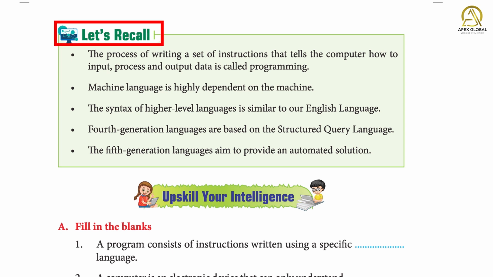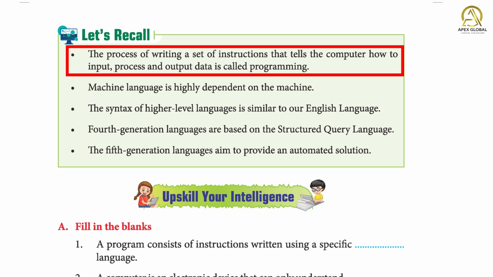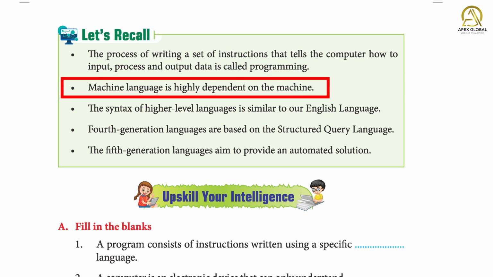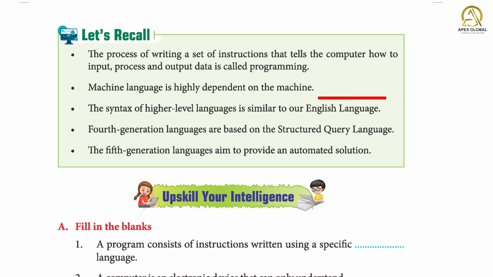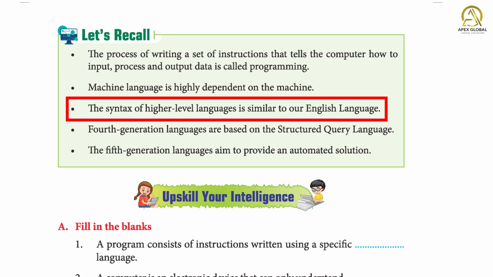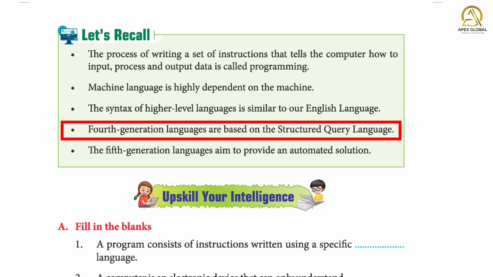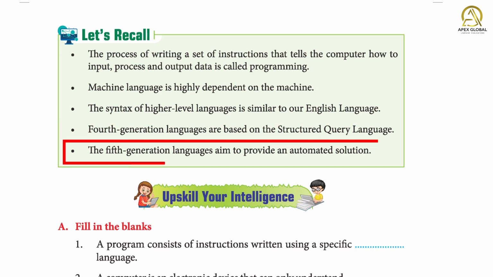Let's recall. The process of writing a set of instructions that tells the computer how to input, process and output data is called programming. Machine language is highly dependent on the machine. The syntax of high-level languages is similar to our English language. 4th generation languages are based on the structured query language. The 5th generation languages aim to provide an automated solution.